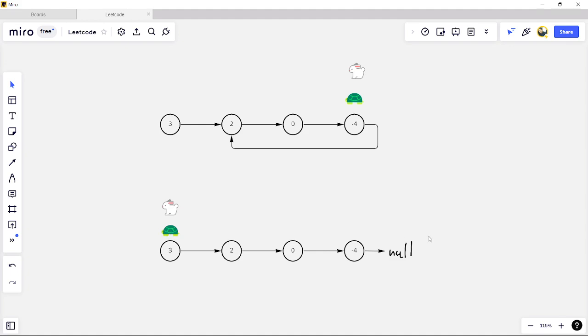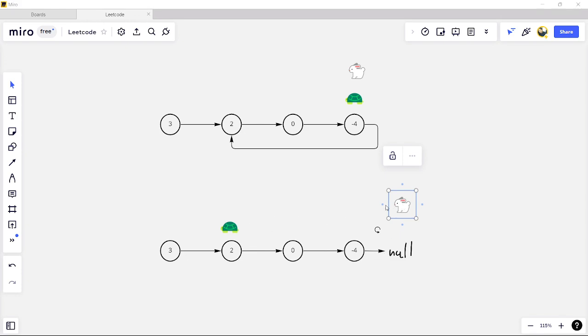In this case, when there is no cycle, when the tortoise moves by one place, the hare will move by two places and reach 0. Before the tortoise even comes to 0, we can check that in the next iteration the hare is going to reach the end of this linked list, because there is null after -4. Hence we can break this loop and come out of this, saying that there is no cycle in this linked list.